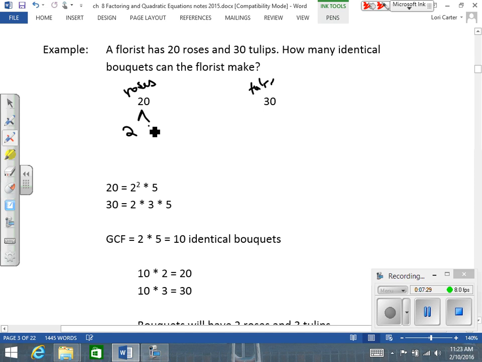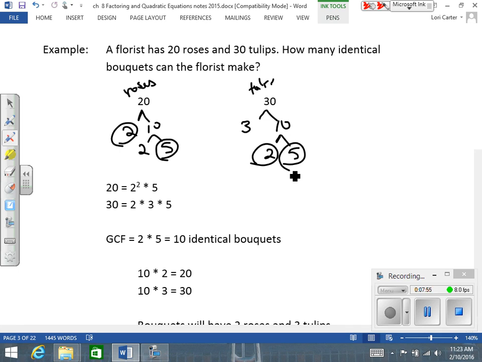Okay, so 20 is 2 and 10? 2 and 5. What is 30? 3 and 10? 2 and 5. Okay, what do they have in common? A 2 and a 5. So 2 times 5. I could have written this 2 squared times 5, but let me show you what happens when you do that. It's hard to realize that you're using one of these 2's instead of both of them, so sometimes kids get messed up, so be careful.